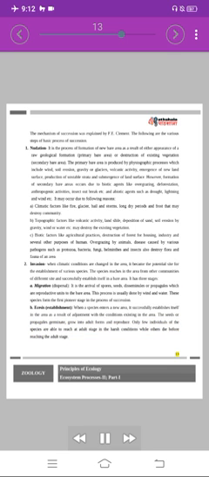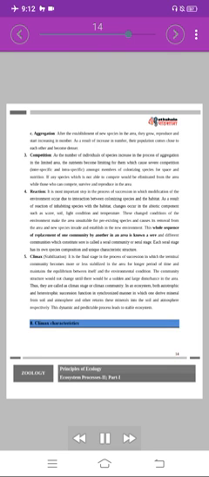C. Aggregation. After the establishment of new species in the area, they grow, reproduce and start increasing in number. As a result of the increase in number, their population comes close together and becomes denser. 3. Competition. As the number of individuals of species increases in the process of aggregation in the limited area, the nutrients become limiting for them, which causes severe competition, interspecific and intraspecific, amongst members of colonizing species for space and nutrition. Any species which is not able to compete would be eliminated from the area, while those who can compete survive and reproduce in the area.